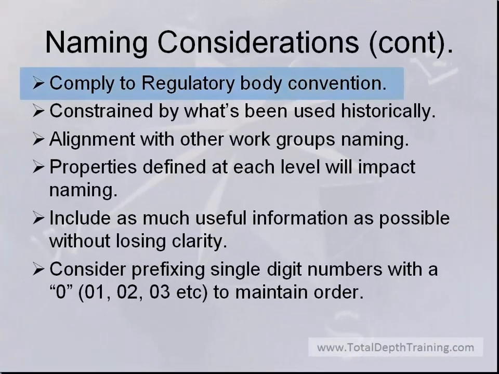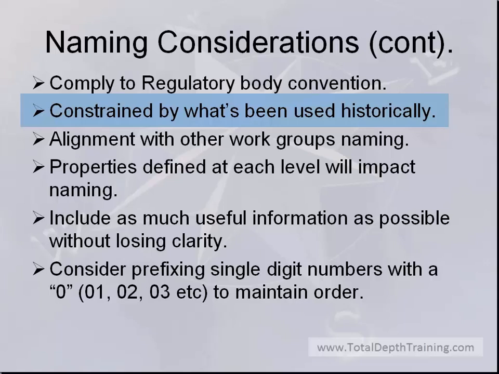You may have to follow a naming convention laid down by a regulatory body like a Department of Mineral Resources or a Department of Mines. Also, you might be constrained by what's been used historically. You need to consider the implications of having a new or a different naming standard in compass, particularly if it's different to the naming that exists in other applications and data stores. And it may be that a lack of compatibility prevents you from having a new naming standard in compass.